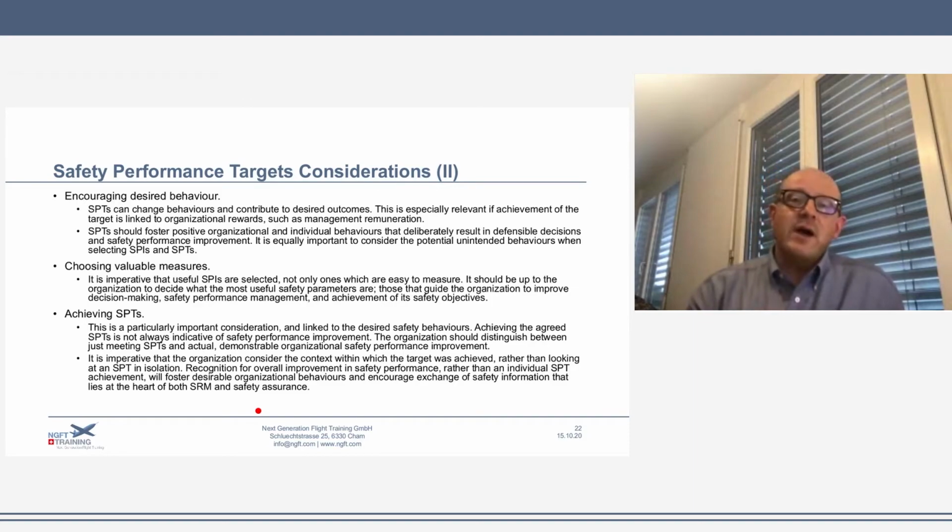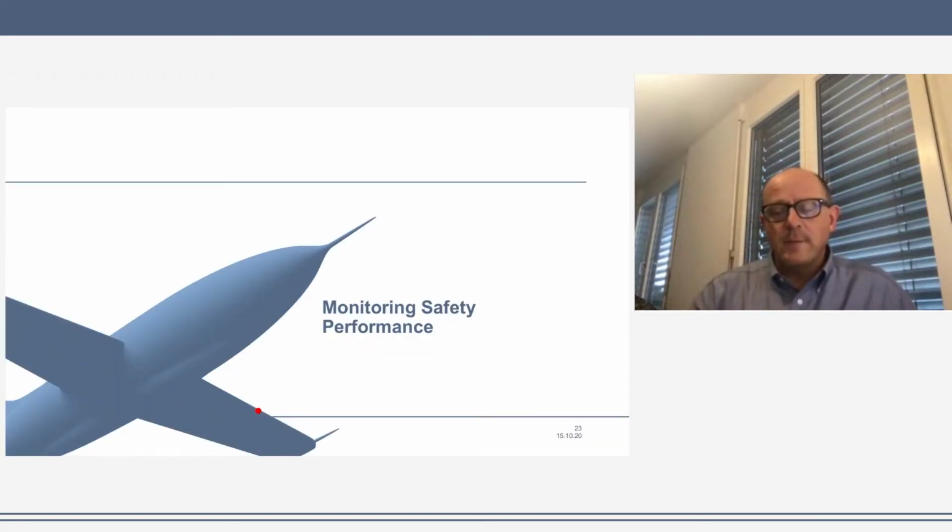Then you need to have targets that are achievable. If you set your goals too high, people will be frustrated. If you say we will have zero accidents, look, everybody knows that this is not going to happen. And that frustrates people if you don't achieve that. That is important as well.